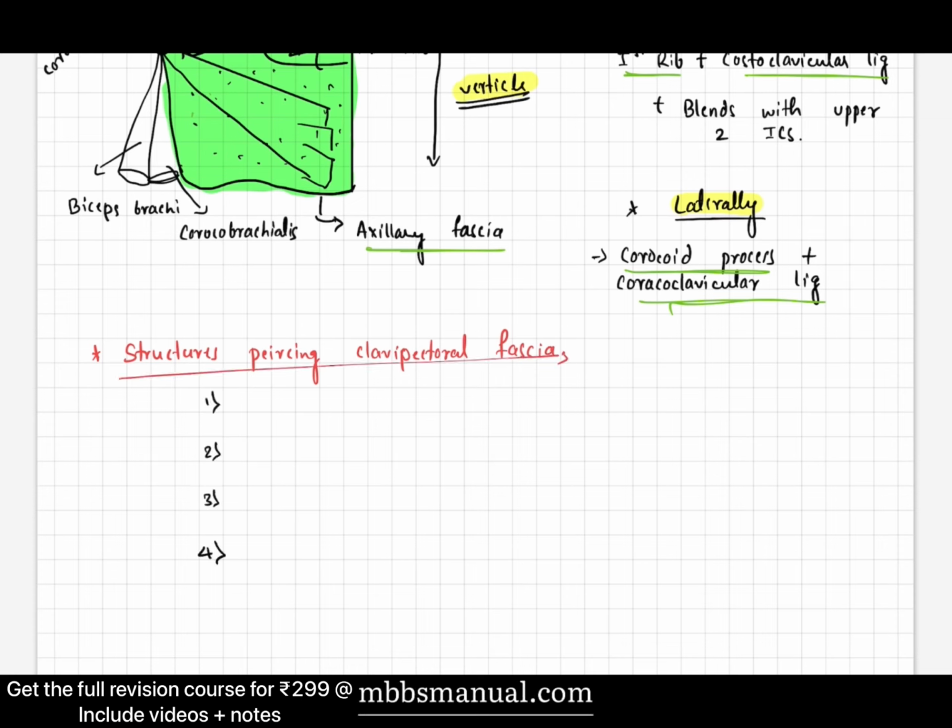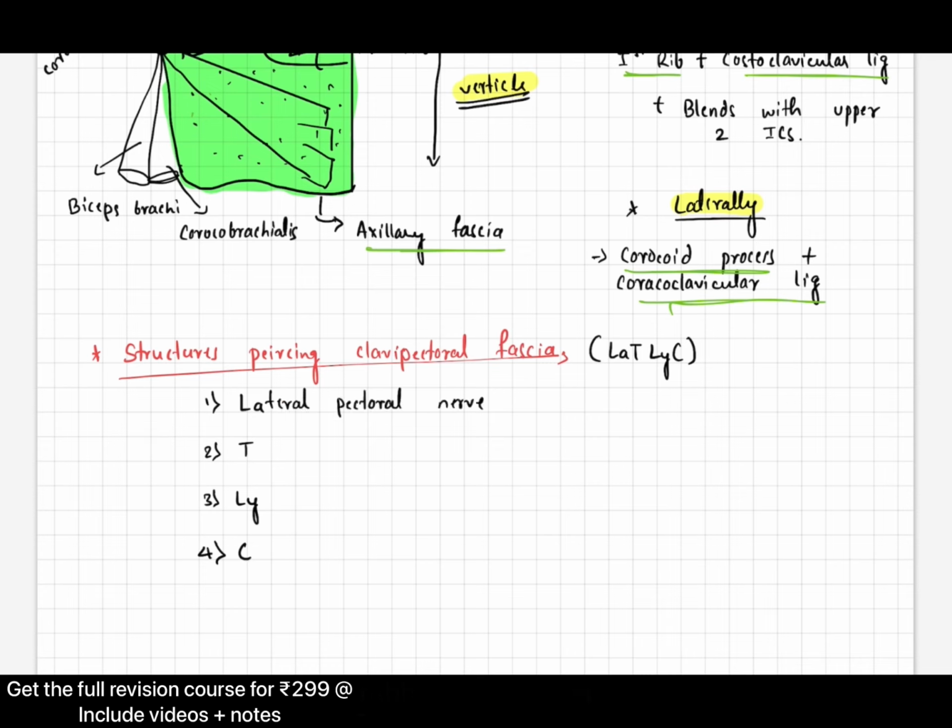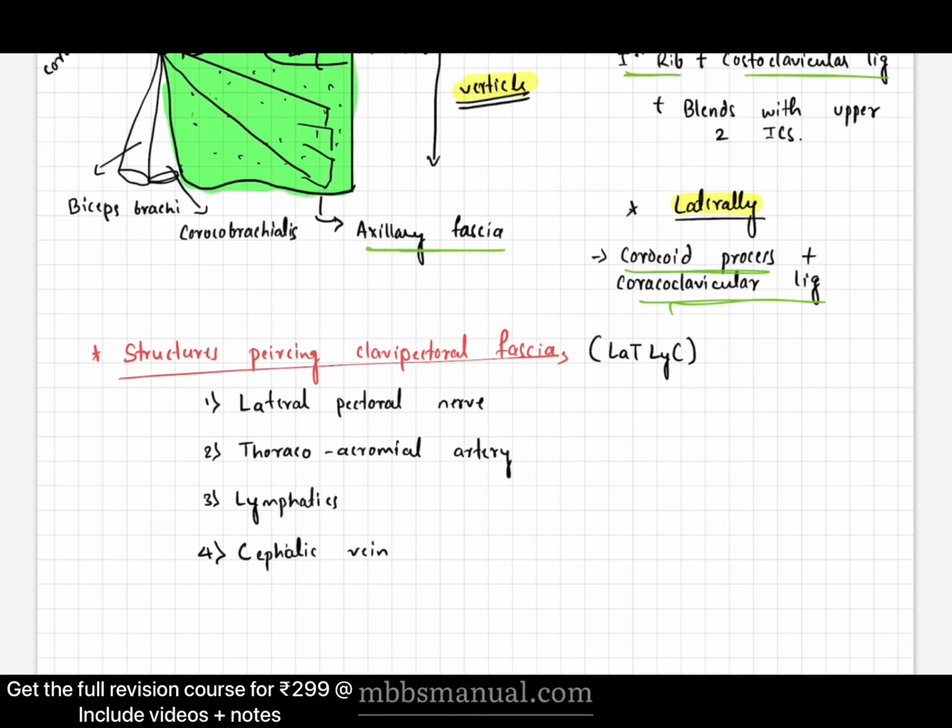So there are other important structures which pierce this fascia. Basically this clavipectoral fascia covers the pectoralis minor muscle, and it lies just beneath the pectoralis major muscle. There are four important structures which pierce it. There is one mnemonic called LATLIS. So LAT means lateral pectoral nerve, thoracoacromial artery, lymphatics and cephalic vein.